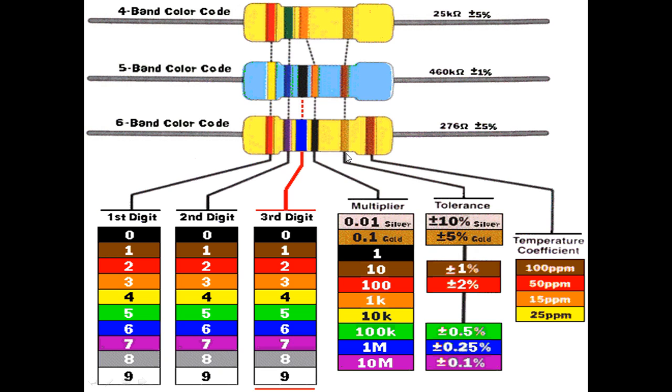Then the fifth one is the tolerance. Its value is plus or minus 5%. And the sixth one is the temperature coefficient. Its value is 100 ppm. Then in the 6-band color code, we get the total value is 276 ohms plus or minus 5%.